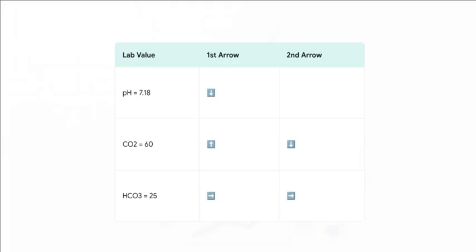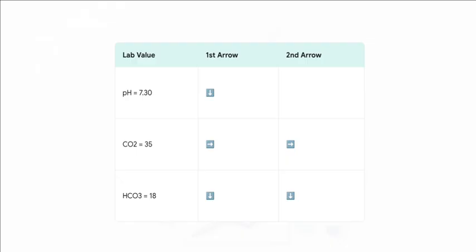Keeping the rhythm going with example 6. pH is 7.18, very low. First arrow down. CO2 is 60, which is definitely elevated. First arrow up. Bicarb is normal. Second arrows? Well, the elevated CO2 gets an opposite downward second arrow. This perfectly matches the downward pH. It solves the puzzle instantly as respiratory acidosis. See? No complex math required at all.